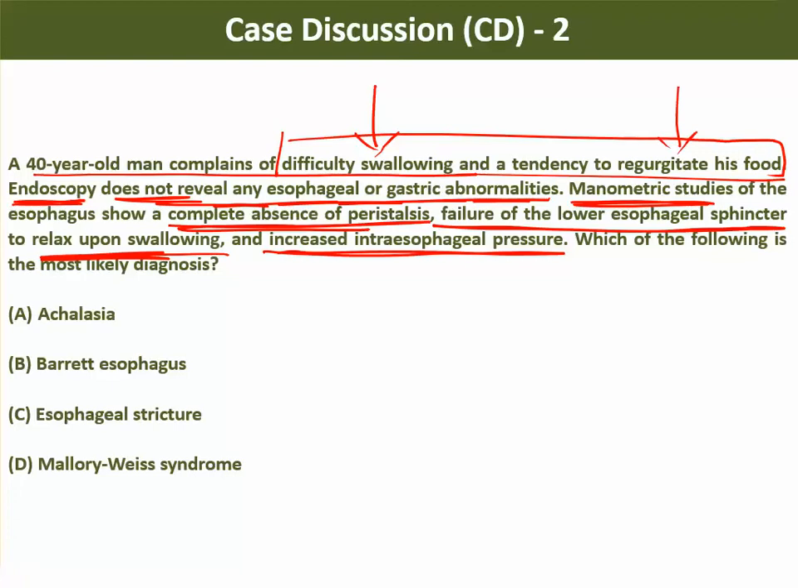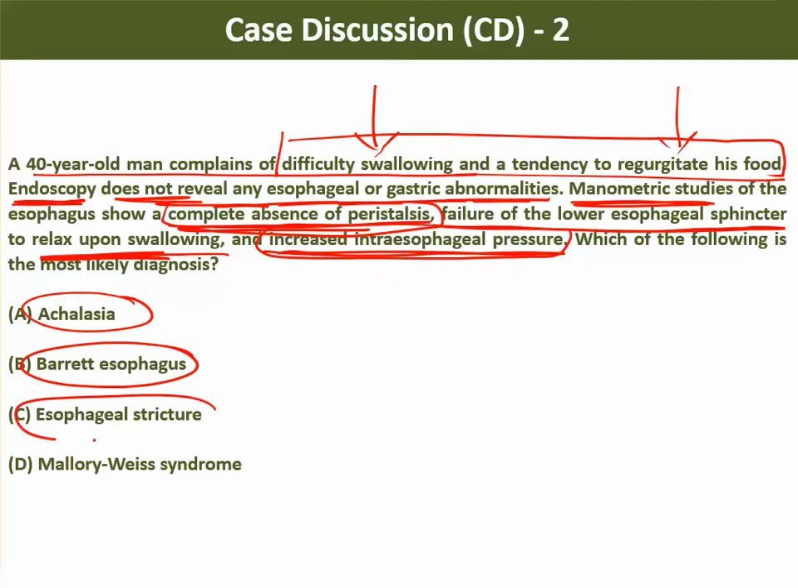So ECG tells about what? About the cardiac function, right? About cardiac contraction, the electrical function of the cardiac muscle. Likewise, manometric studies show how the intestinal movements are happening. So the first clue here is complete absence of peristalsis, the lower esophageal sphincter cannot relax, and there is an increased esophageal pressure. Now you can even refer to the handout, take your time and tell what is the most likely diagnosis.